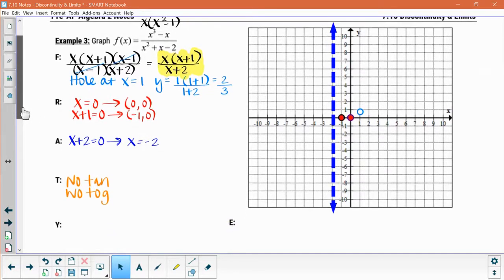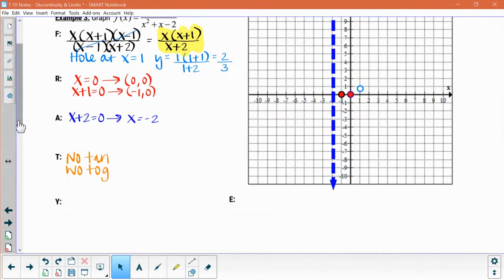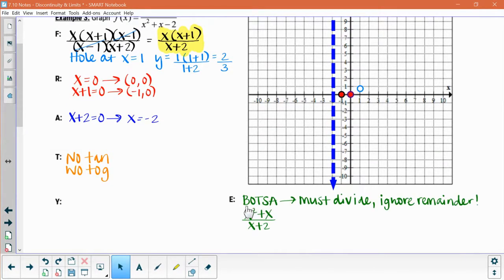Now, one thing I'm noticing here is if I were to multiply this back out, I would get x squared plus x. That would be an exponent of 2 over an exponent of 1, which for us means we are going to have BOTSA, bigger on top, slant asymptote. Anytime we have a slant asymptote, we have to divide and ignore the remainder. So I went ahead and expanded this top numerator to be x squared plus x divided by x plus 2.